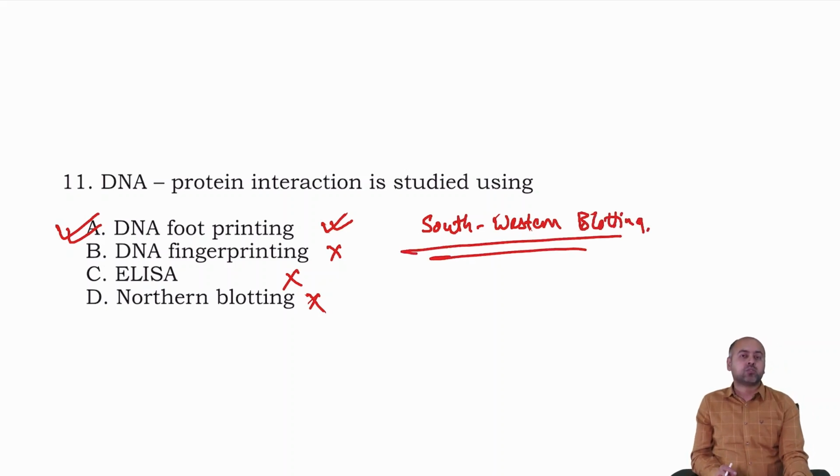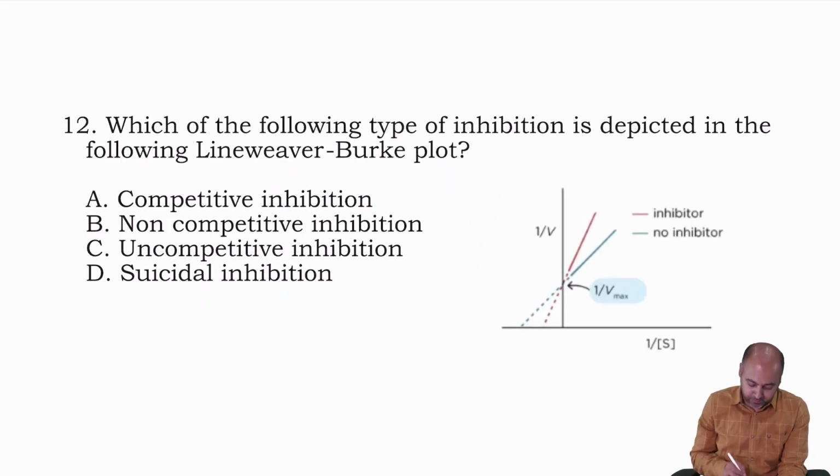Okay, so DNA footprinting or southwestern blotting can be used to read the DNA-protein interaction. Okay, which of the following types of inhibition is depicted in the following Lineweaver-Burk plot? Competitive inhibition, non-competitive inhibition, uncompetitive inhibition, and suicidal inhibition.